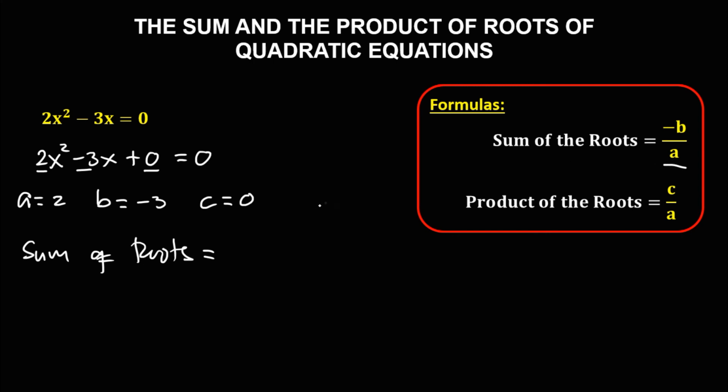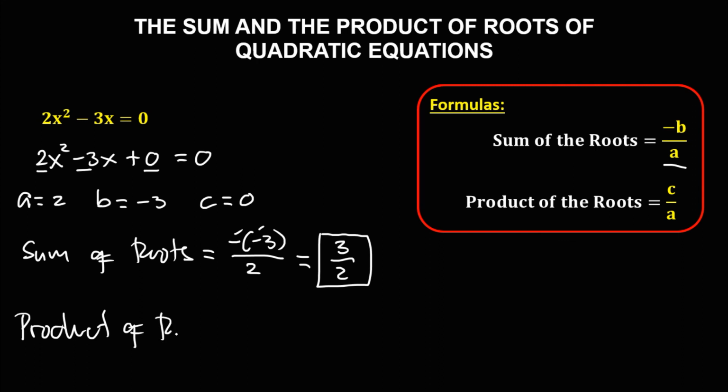And for the sum of the roots, we have negative b over a, so negative b is negative 3, then over a. Negative times negative is positive 3, then over 2. So the sum of the roots is 3 over 2. And for the product of the roots, we have c over a, and c is 0, a is 2, so 0 divided by 2 is 0. So the product of the roots is 0. So this is how to find the sum and the product of the roots of a quadratic equation.